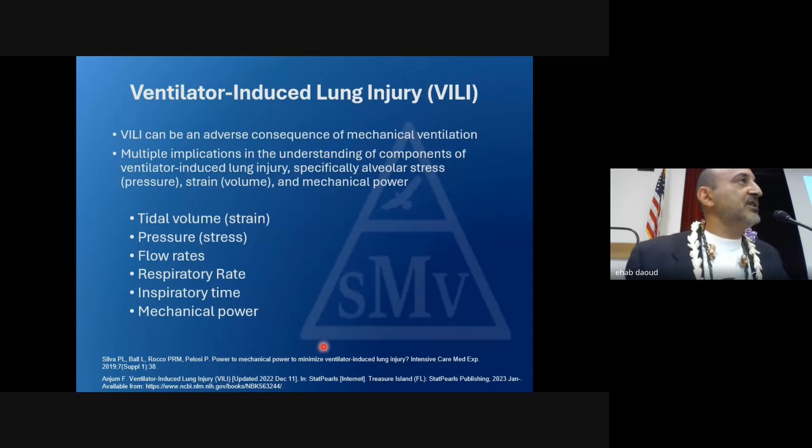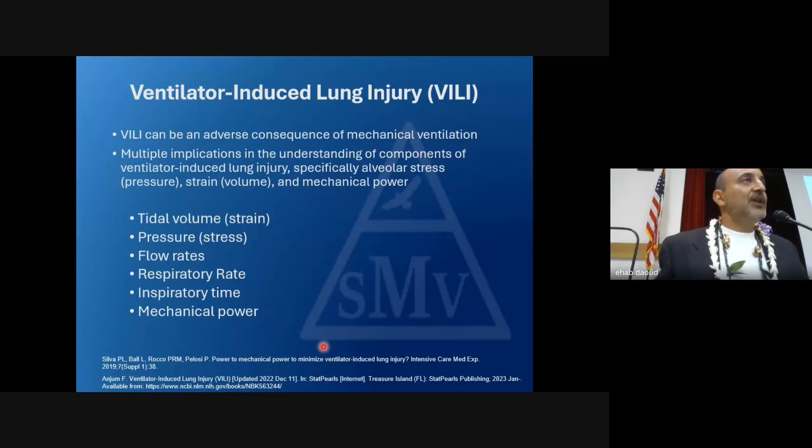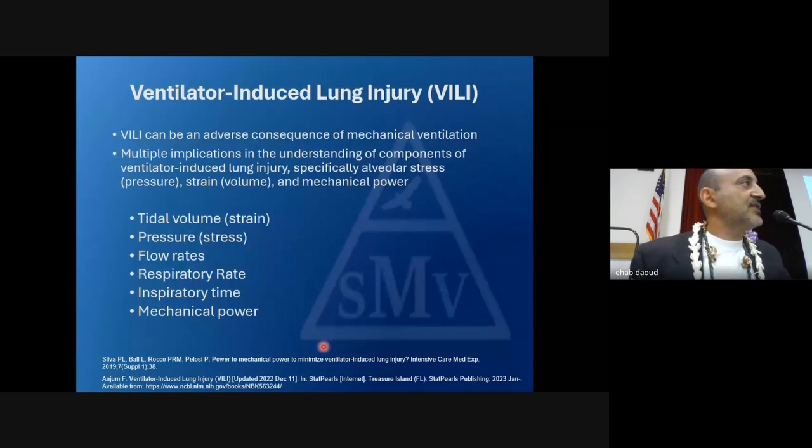Ventilator-induced lung injury happens every single day. It worsens mortality. It prolongs stay on the ventilator. Do we diagnose it? Of course we don't. You know why we can't diagnose it? It's because we don't have a diagnostic tool.